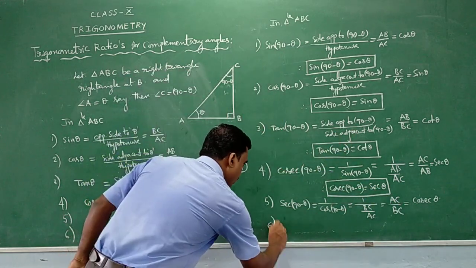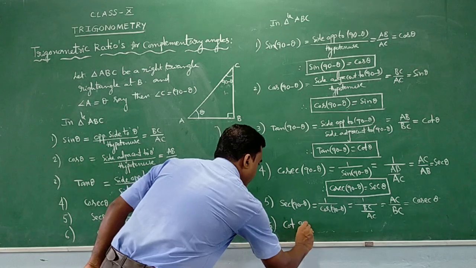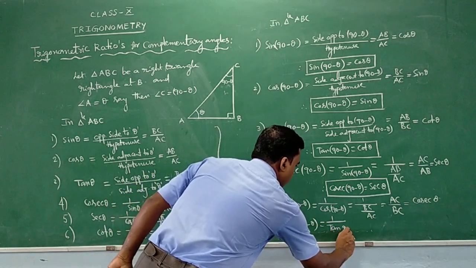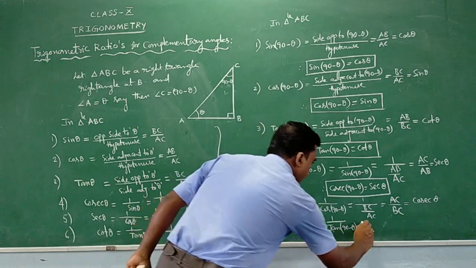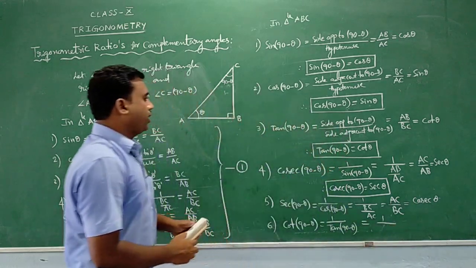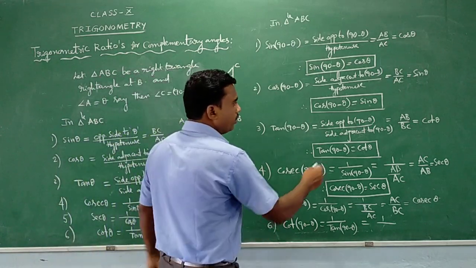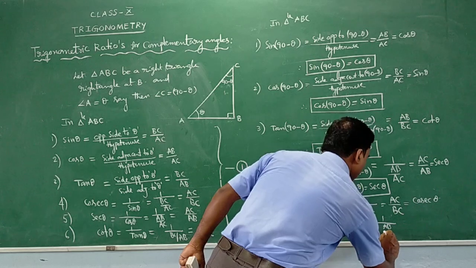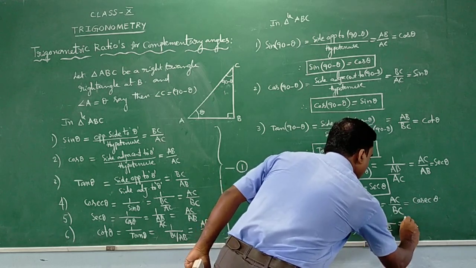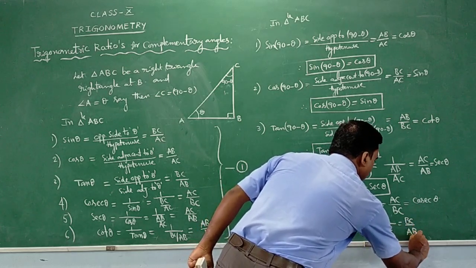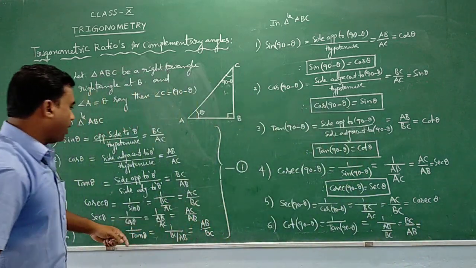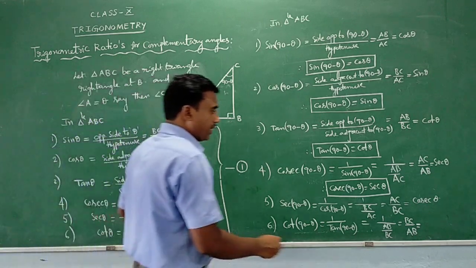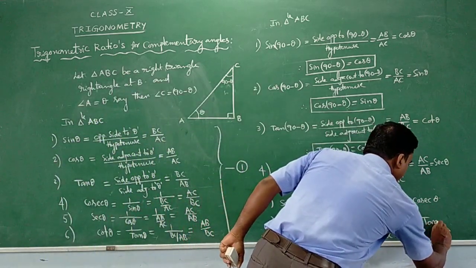Now the last one, cot(90 minus theta) is equal to 1 by tan(90 minus theta). That is equal to 1 by (AB by BC), which is BC by AB. BC by AB is equal to tan theta.